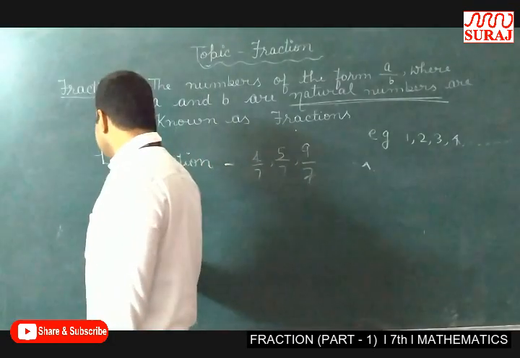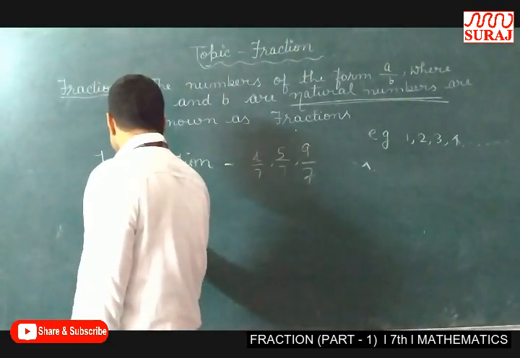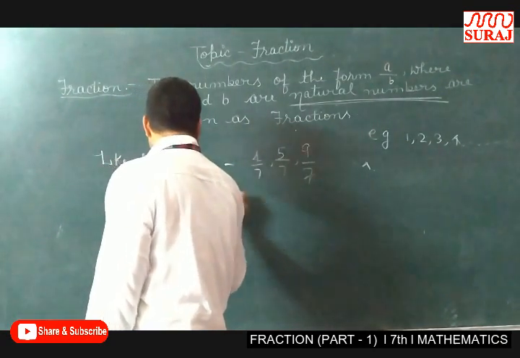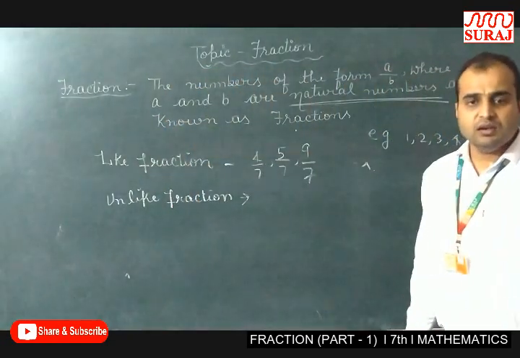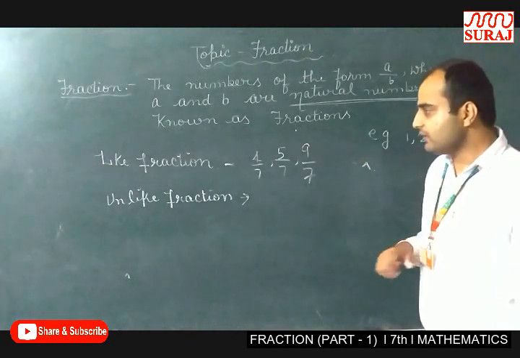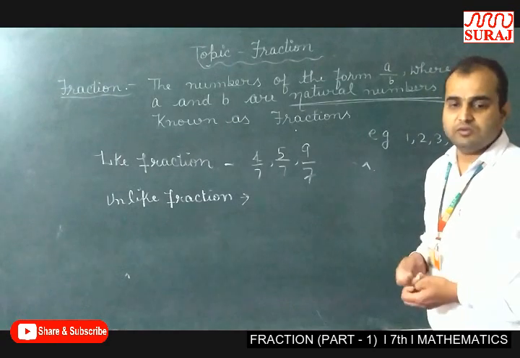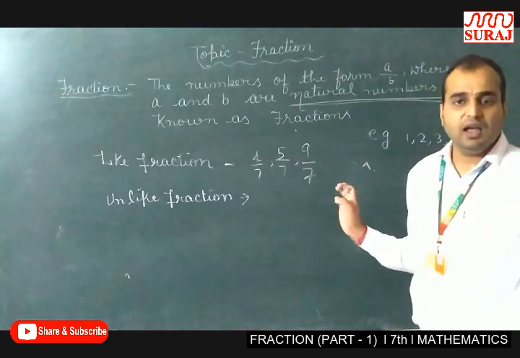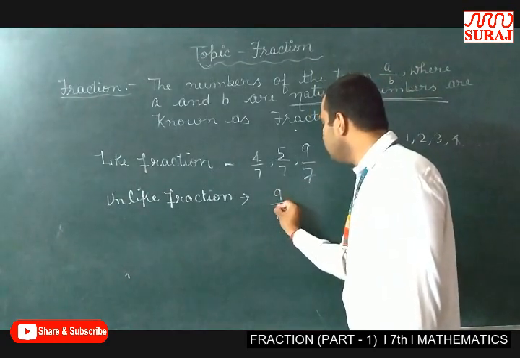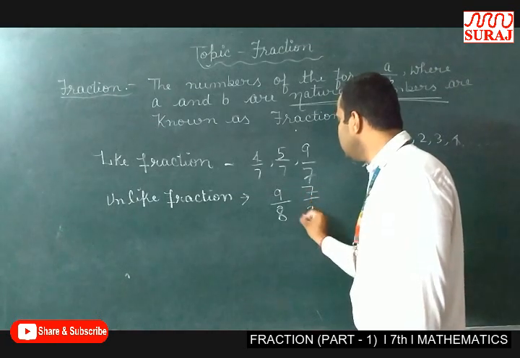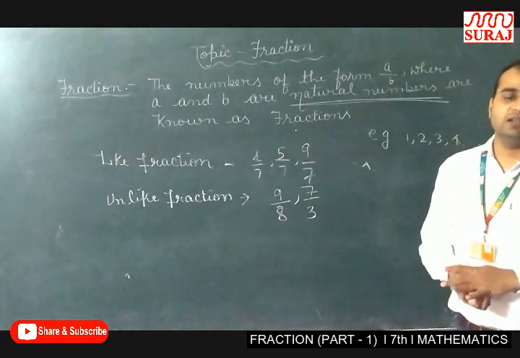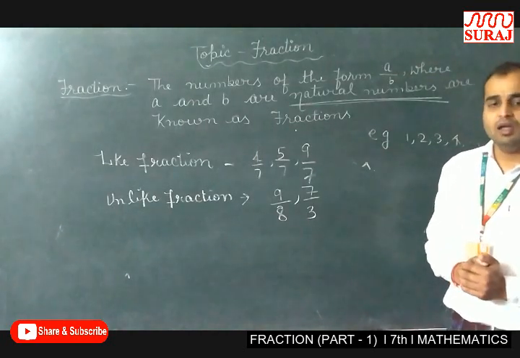Next, unlike fraction. A fraction in which denominators are different is called unlike fraction. I repeat again, a fraction in which denominators are different is called unlike fraction. Examples are 9 upon 8, 7 upon 3. These are the examples of unlike fraction. So the definitions are complete. Now we come to the questions.